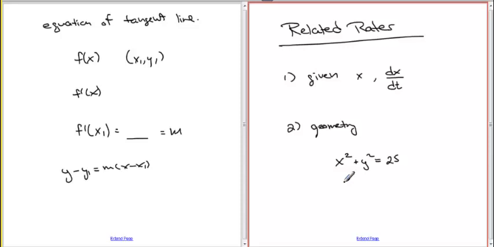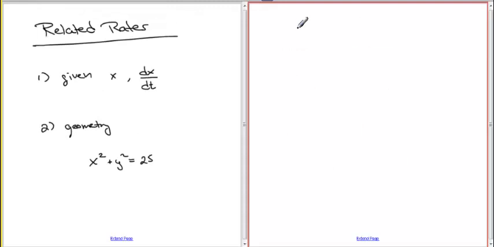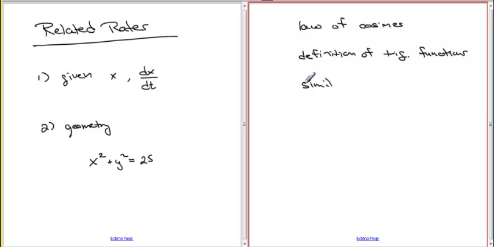Oh, it was the similar triangles. So, those are the kinds of things that you just have to look at the problem to decide which one applies. So we've got law. These are just things that we have used. Law of cosines. We used the definition of trig functions. That was like the 5th problem on our handout. We had similar triangles.